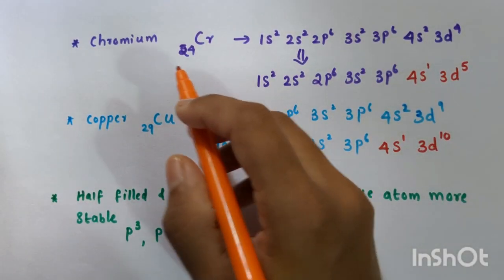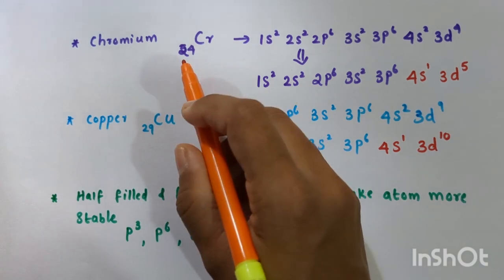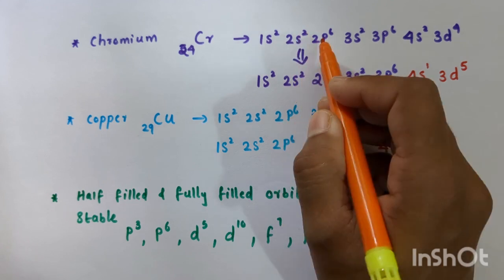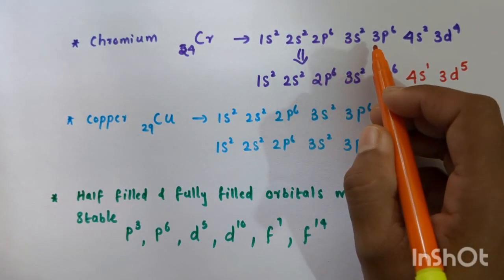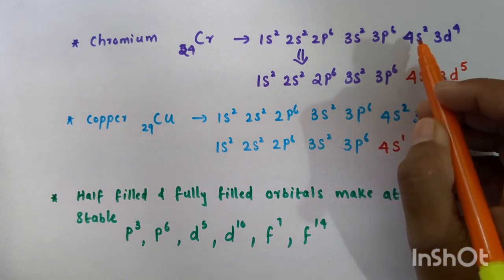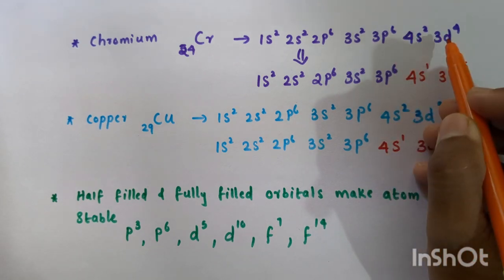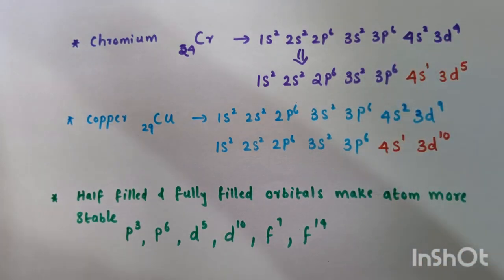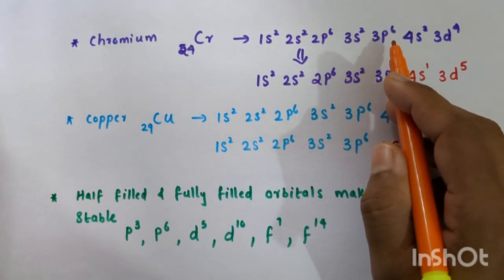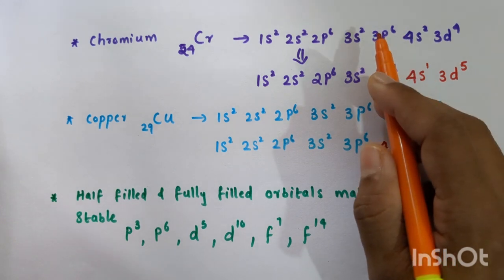Now, consider the element chromium. Its atomic number is 24. So its electronic configuration would be 1s2, 2s2, 2p6, 3s2, 3p6, 4s2. We are expecting the configuration 4s2, 3d4, because this is how the energy levels are given in increasing order of energies. This is the expected electronic configuration of chromium.